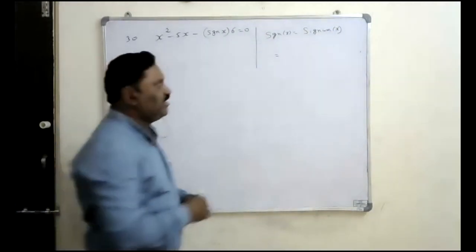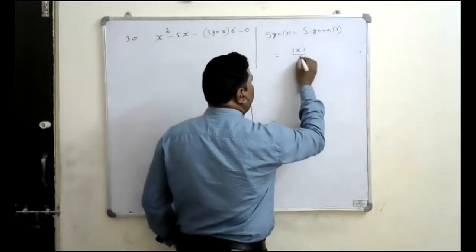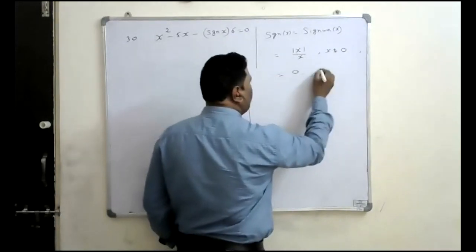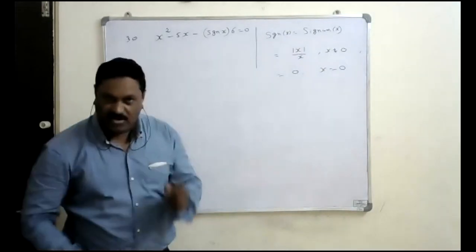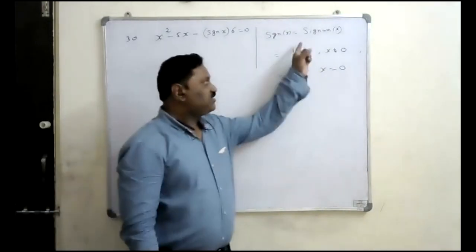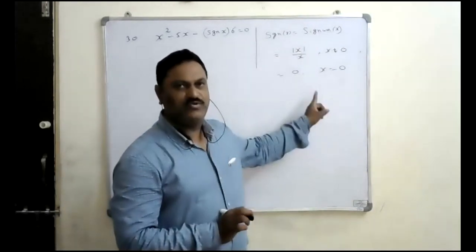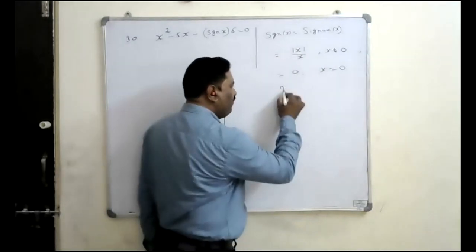The meaning is that this is equivalent to mod x by x when x is not equal to 0. This is 0 when x is equal to 0. This is the meaning of that function. When x is not equal to 0, it is mod x by x, and when x is equal to 0, it is equal to 0. That is called the signum function, right? Again, we will redefine it like this.